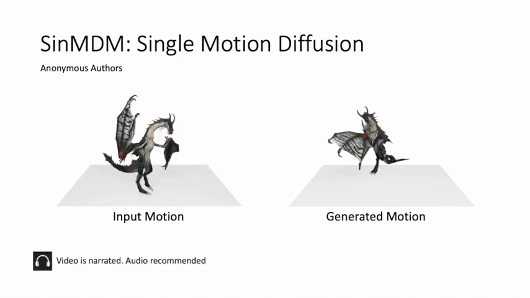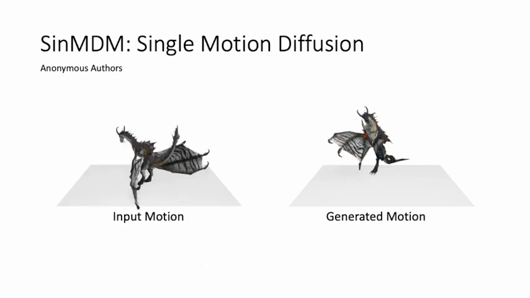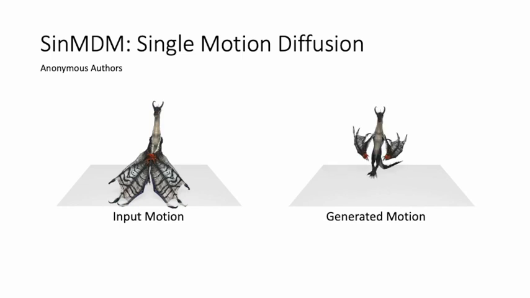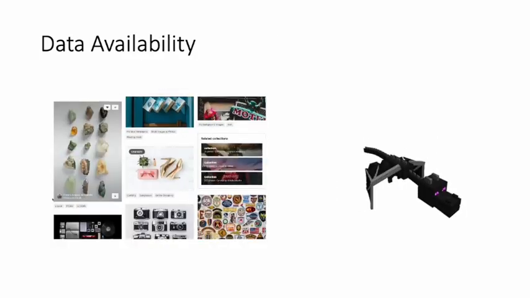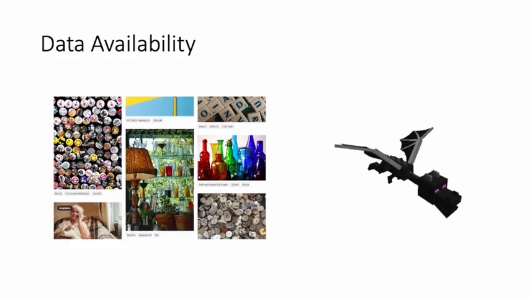We present SinMDM, a model that learns the internal motifs of a single motion sequence and generates motions of arbitrary length from them. Unlike images, motion data is limited, especially for animals and exotic creatures.